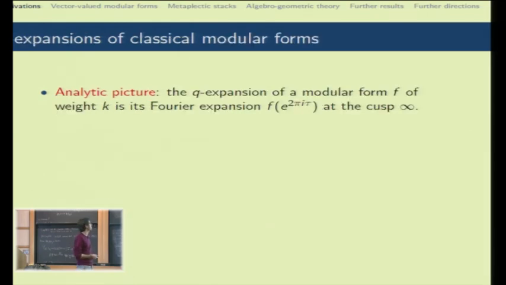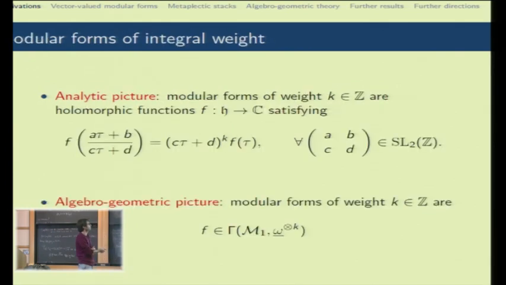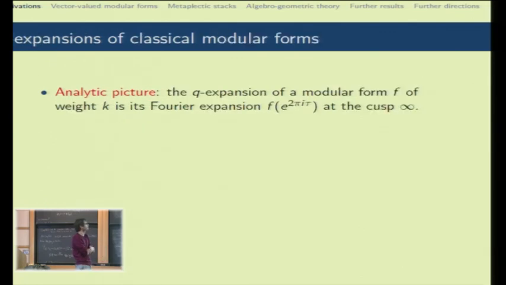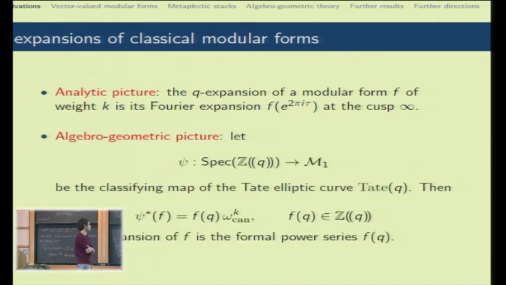Now, what happens is that you can look at Q expansions of modular forms of integral weight. Analytically, you get from the functional equation here that they're translation invariant, so they have a Fourier expansion with respect to e to the 2 pi i tau, and we call that a Fourier expansion at infinity. Okay, and it's a purely analytic notion. But then there's also an algebro-geometric notion of Q expansions.